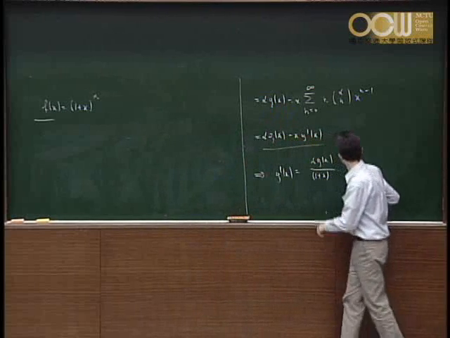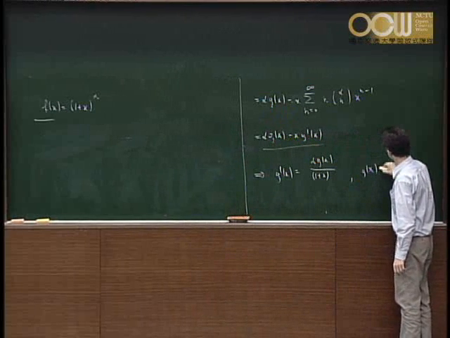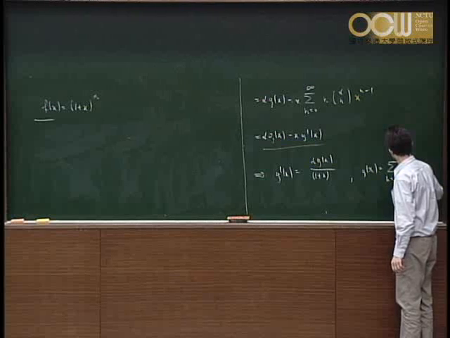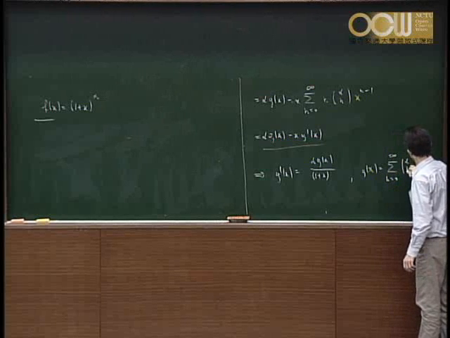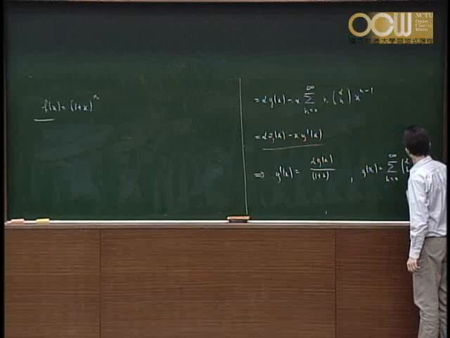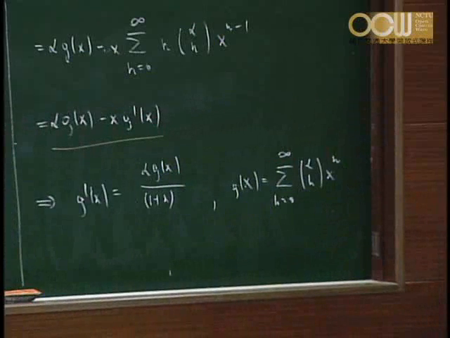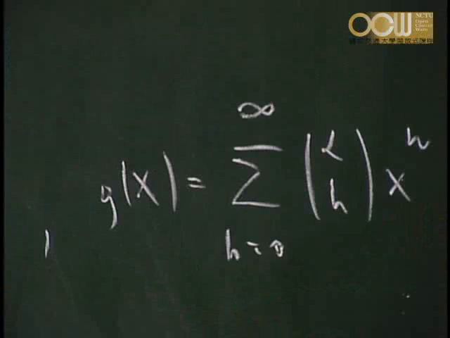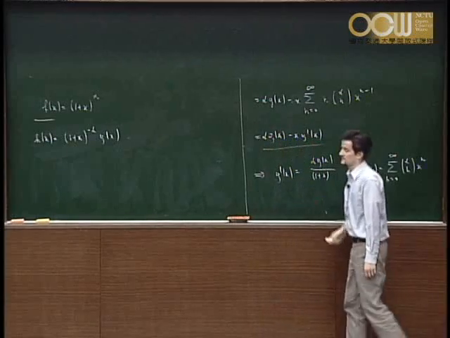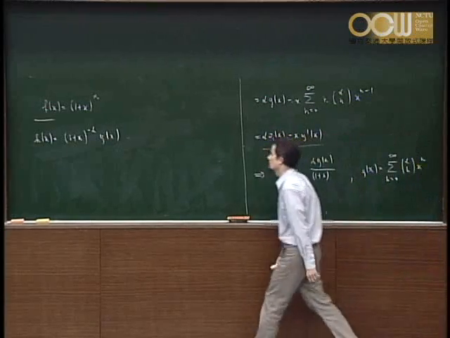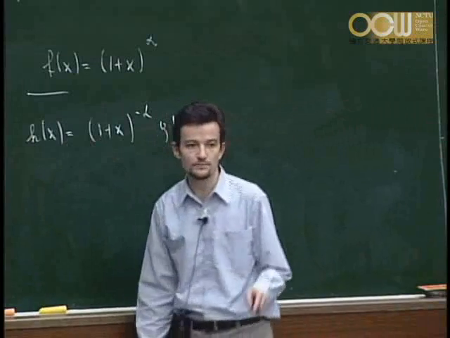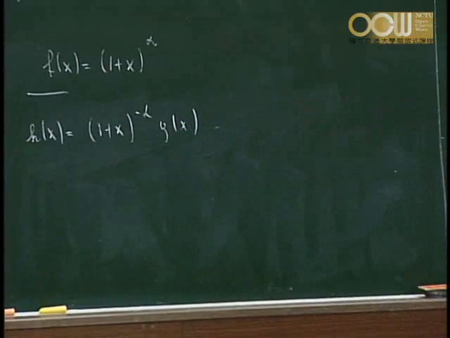Okay, so maybe I remind you what g of x was. So g of x was the sum function of this power series here. Okay, and now the trick is to define a new function h of x, and you choose it as 1 plus x to the minus alpha times g of x. Okay, so if I define such a function, this is now part B of the exercise.